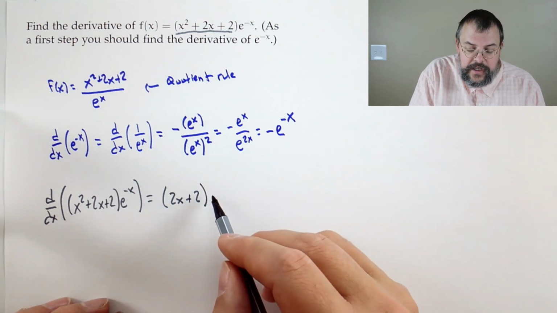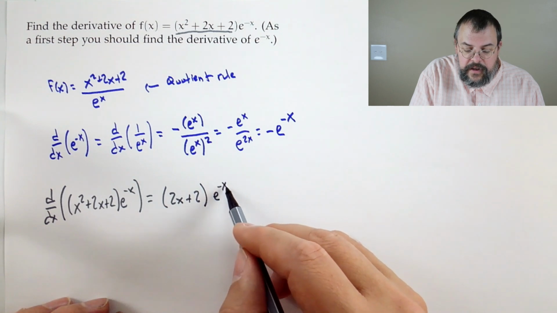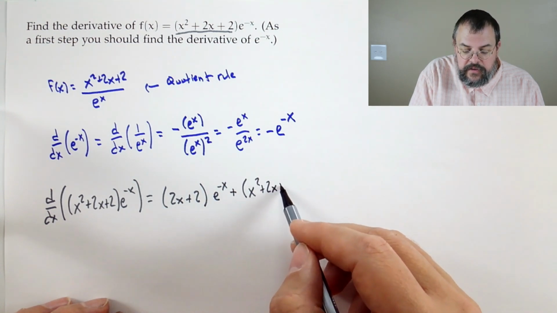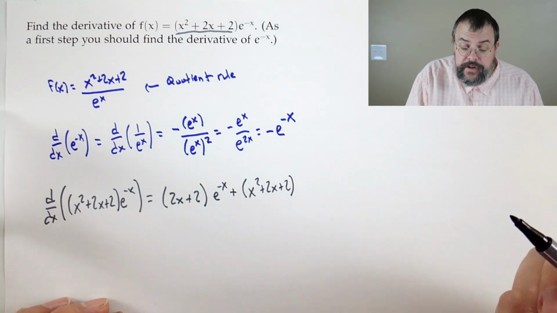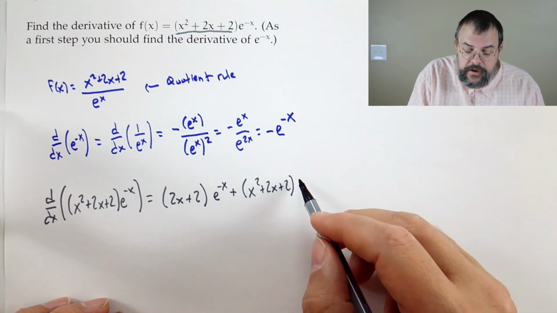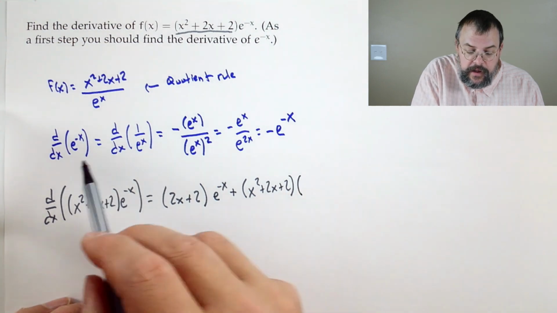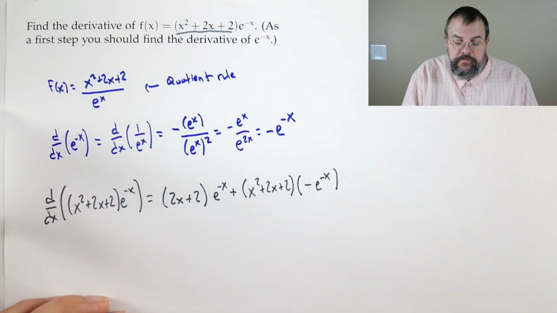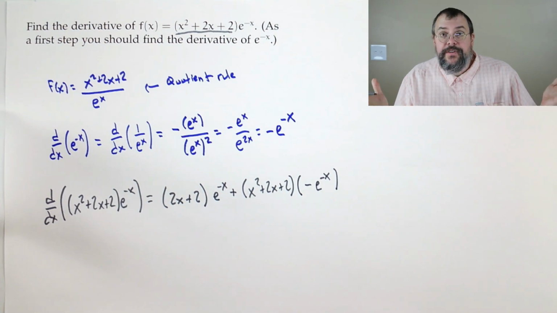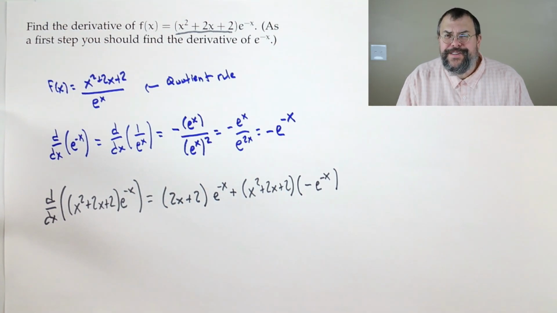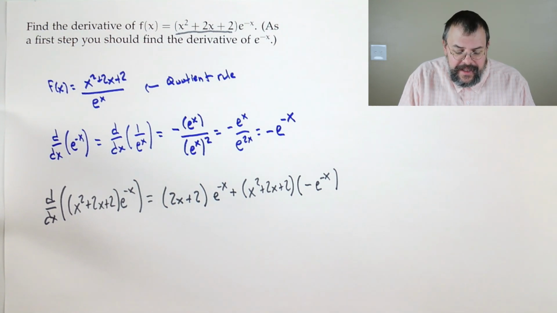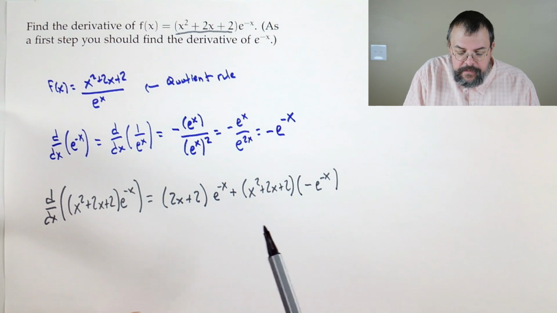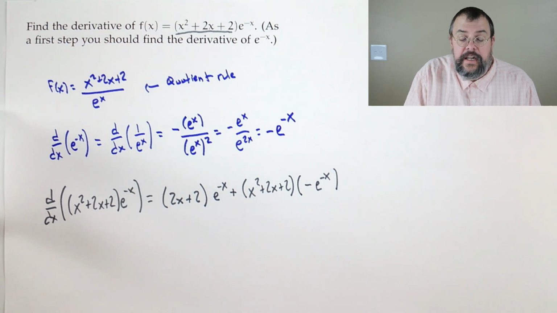So the derivative of the first times the second, plus the first, x squared plus 2x plus 2, times the derivative of the second. So the derivative of e to the minus x, that's what we did up here, minus e to the minus x. Now, justifiably, we're done. But I suspect there's something going on here because I see similar things. They both have e to the minus x's. They both have other pieces that are similar. So let's clean it up.